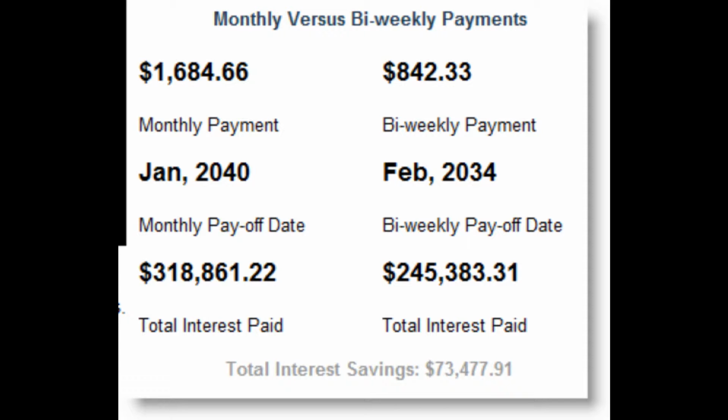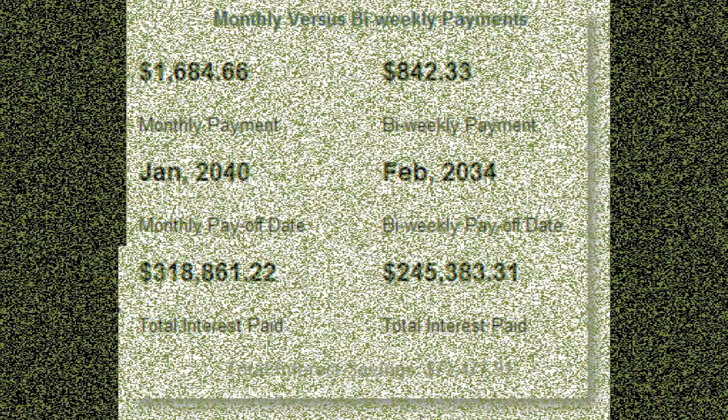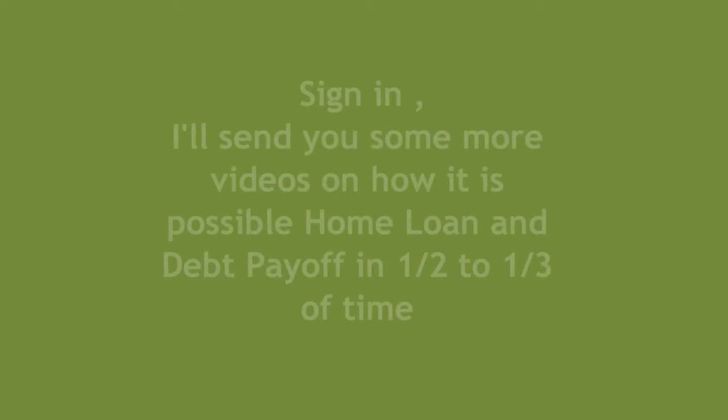Let's go now and compare the monthly versus bi-weekly payment options. When we pay bi-weekly, instead of paying those $319,000 in interest, we will be paying only over $245,000, which is about the same amount as our loan. And by paying bi-weekly, some money can be saved in the amount of over $73,000 in interest, and also saving around 5 years of payments.